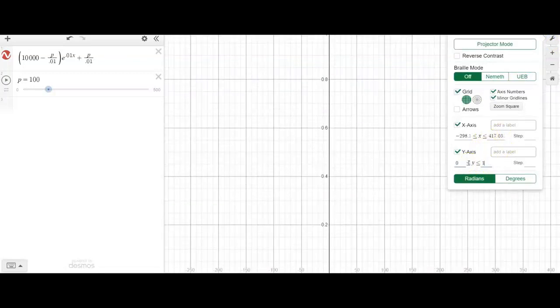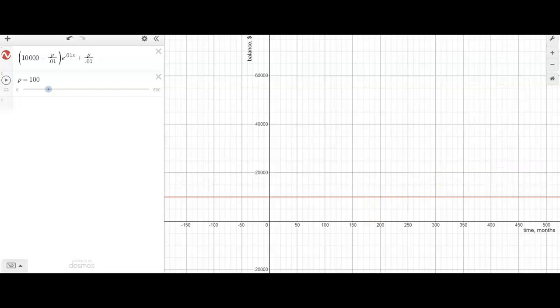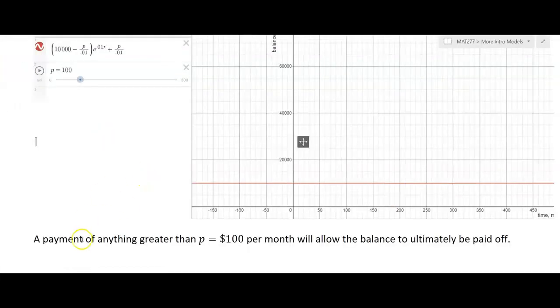So there we go. This is our time in months, and this is our balance in dollars. And we'll end this by saying a payment of anything greater than p equals $100 per month will allow the balance to ultimately be paid off.